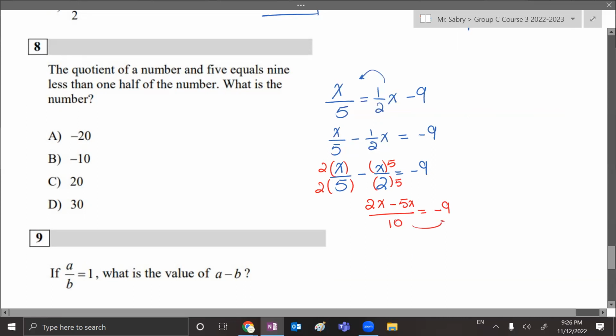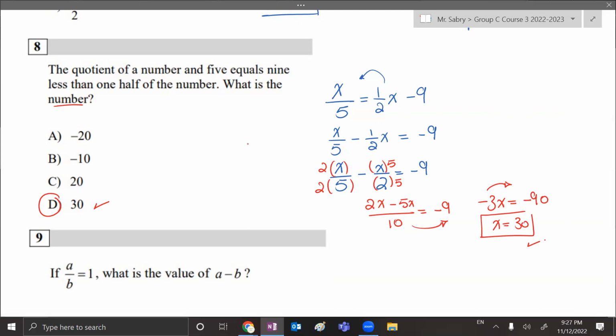I'll move the 10 to the other side and I'll add these two, so that would give me negative 3x equals negative 90. I'll move the negative 3 to the other side by division, so that's positive 30. So the x is equal to 30, because they asked what's the number itself. Are we good here?